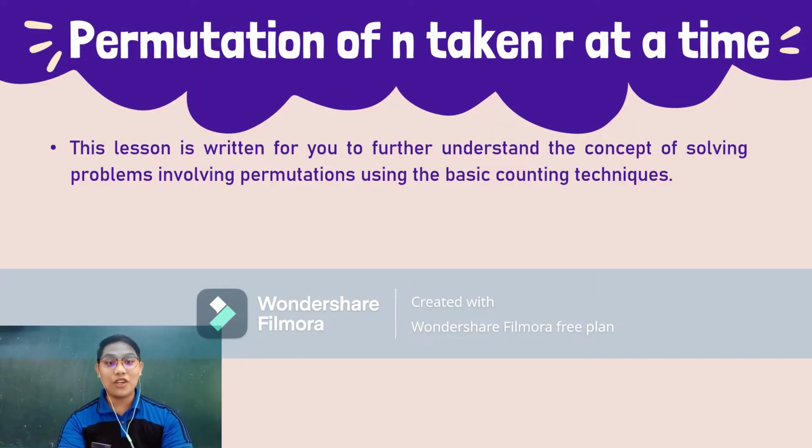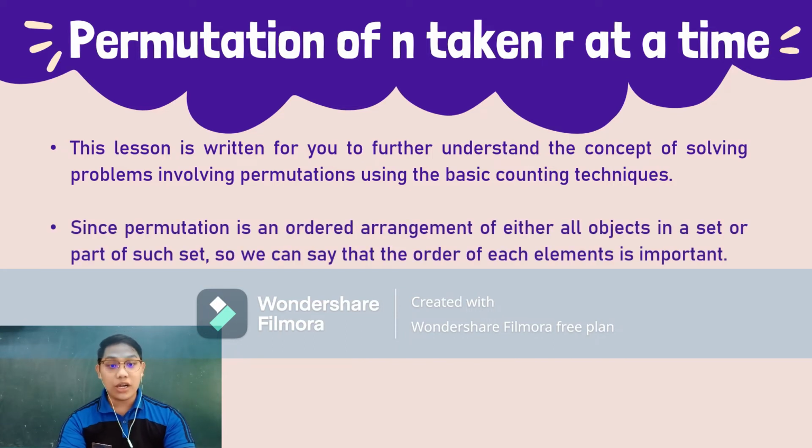This lesson is written for you to further understand the concept of solving problems involving permutations using the basic counting techniques. So can you still remember the basic counting techniques discussed in Module 1? These are making a table, tree diagram, basic counting principles, and systematic listing. So always remember that. Since permutation is an ordered arrangement of either all objects in a set or part of such set, we can say that the order of each element is important.